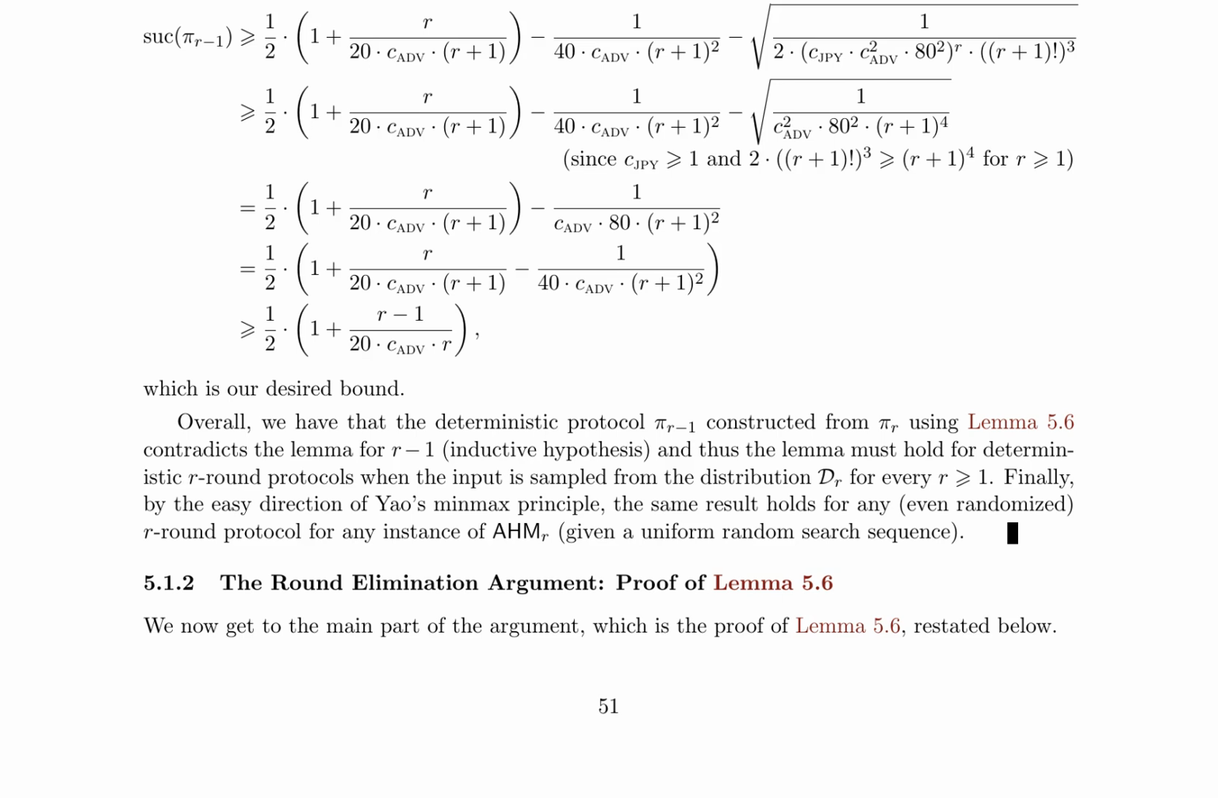The final bound on the probability of success of pi r1 is obtained by plugging this simplified term back into the original equation. The overall result is that the deterministic protocol pi r1 constructed from pi r contradicts the lemma for r1, thus proving the lemma for deterministic r round protocols when the input is sampled from the distribution D r, for every r greater than or equal to 1.